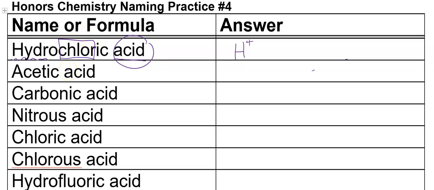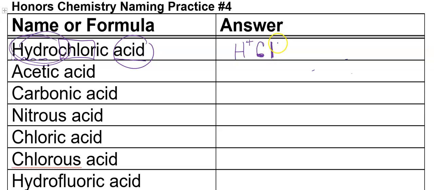You know it's not an ate or an ite ending. It's actually off the periodic table because of the word hydro. Hydro is indicating that it's coming off the periodic table. There is no oxygen present, so therefore it's on the periodic table. So your chloric is, I'm delayed in my pen, I apologize.